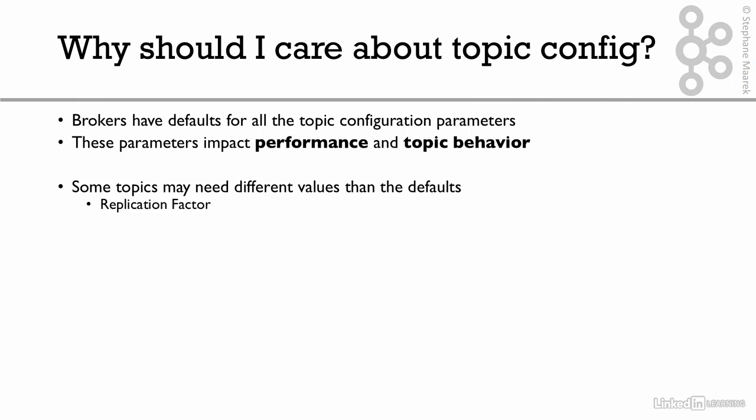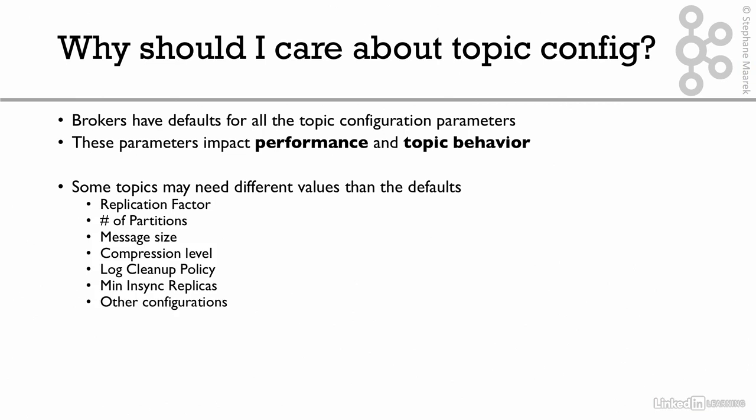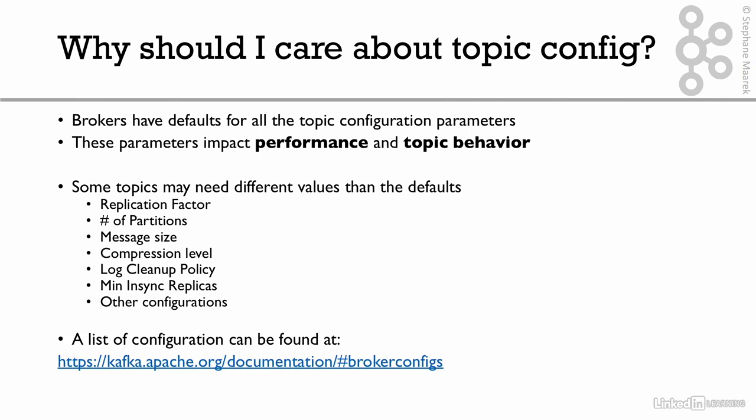So defaults may be for replication factor, number of partitions, message size, compression level, log cleanup policy, min in-sync replicas, and other configurations. We've seen that replication factor and number of partitions are super important, and we've given guidelines, but let's look at the others, okay? A list of all the configurations can be found there at broker configs, and you have to scroll down a little bit. So now I want to show you how we can change a topic configuration. We'll do a hands-on right now and change min in-sync replicas to be equal to 2.